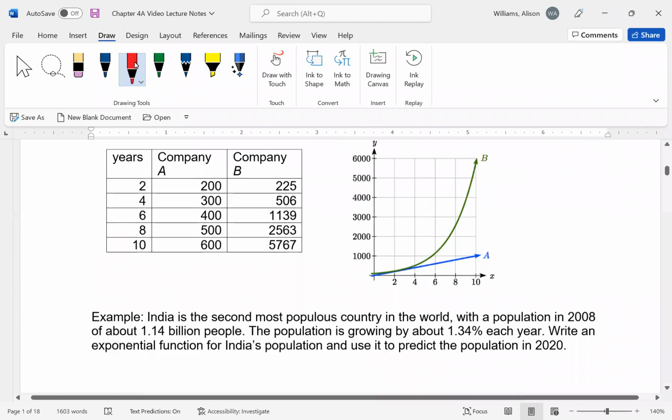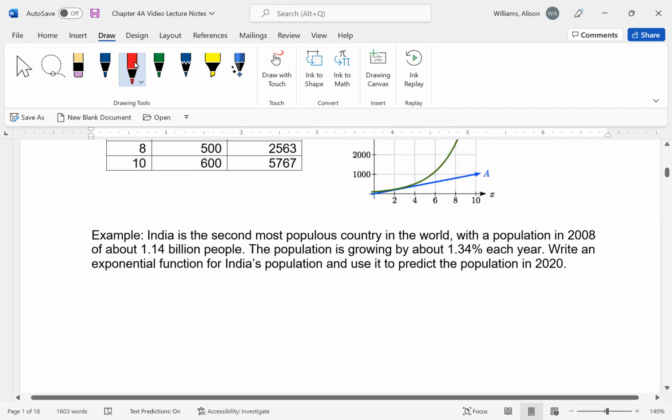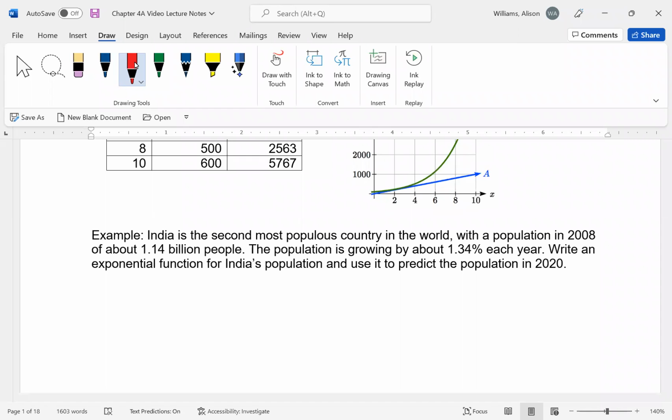Okay, let's look at an example. India is the second most populous country in the world, with a population in 2008 of about 1.14 billion people. The population is growing at about 1.34% each year. Let's write an exponential equation and try to use that equation to make a prediction as to what's going to happen in the year 2020. Now, we'll know what that is, by the way, because we have passed the year 2020, but that's the idea.